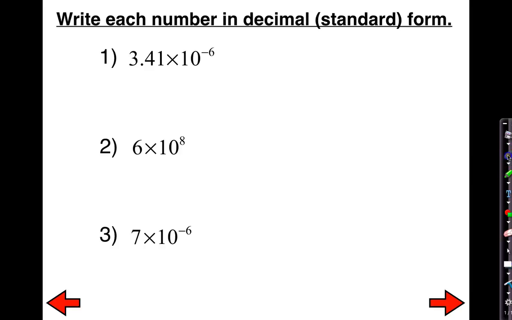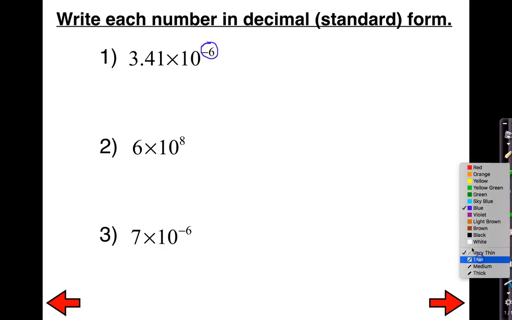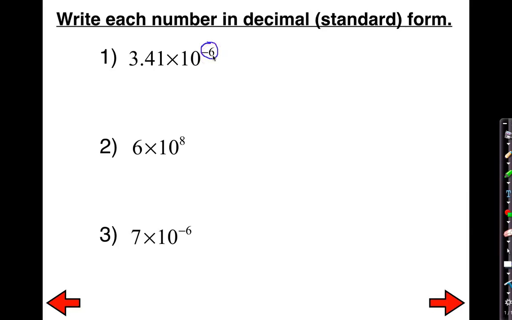Okay, so we're going to write each number in decimal, aka standard form. So right now we're given a number in scientific notation. One thing I want you to take a look at is the exponent. When the exponent is negative, it generally represents a small number. So in a case like this, we want to make sure our standard form is going to be a small number. Because it's negative, we're actually going to move our decimal point to the left.